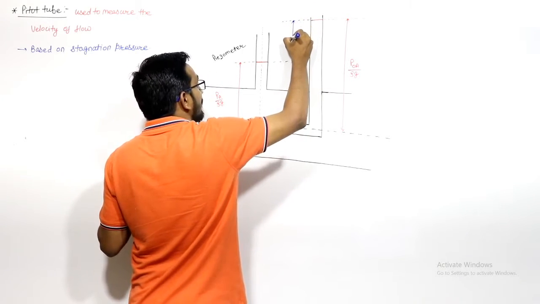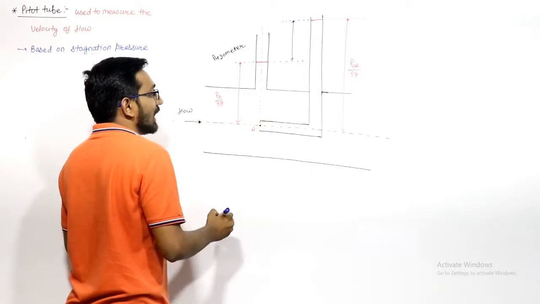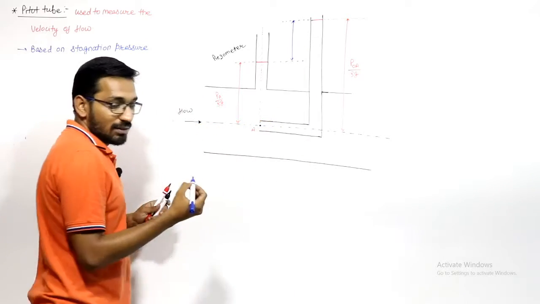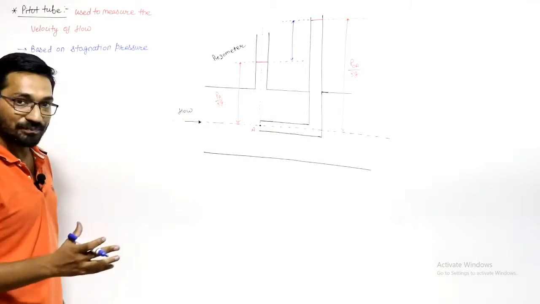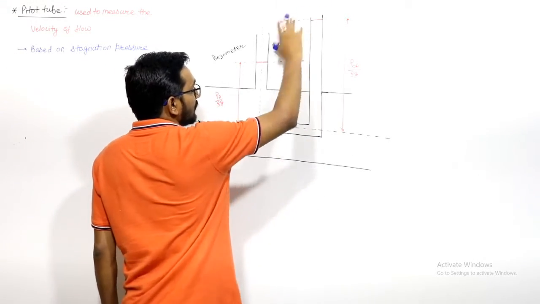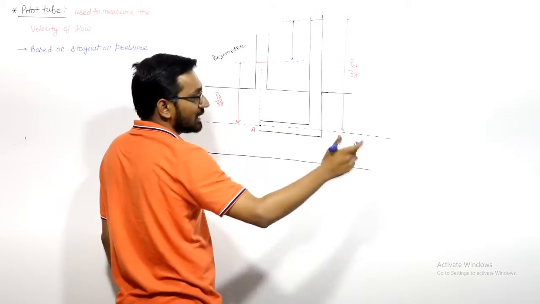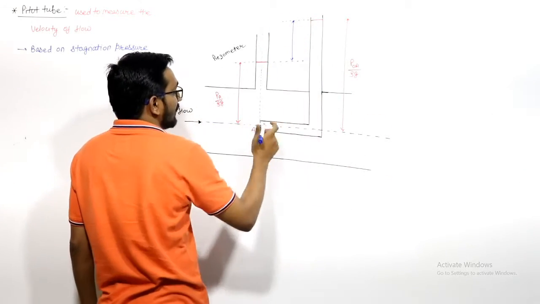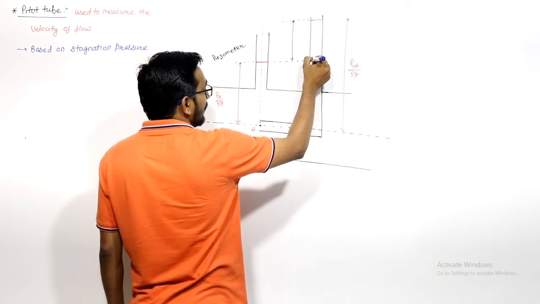So this is the increase in the reading in the pitot tube. We know that the static pressure at point A will be the same. But because of this pitot tube, the velocity will decrease and the pressure will increase. If you measure the static pressure at point A, it will be here only.